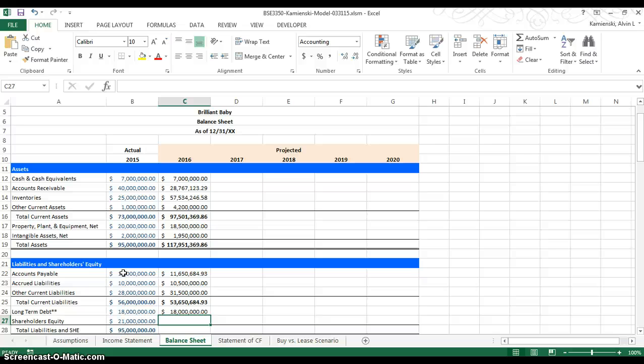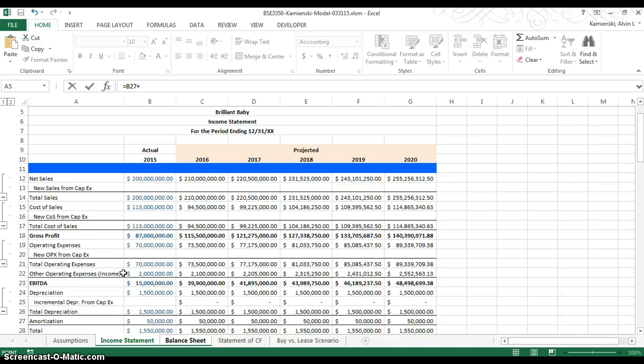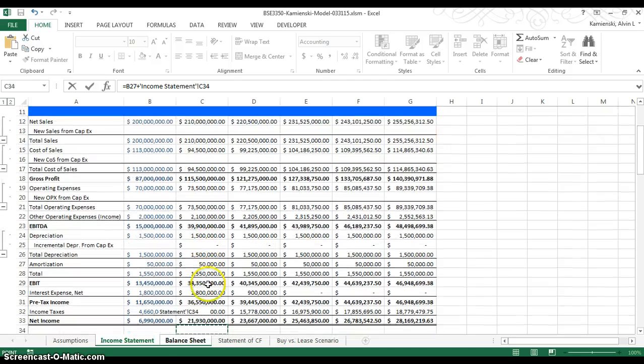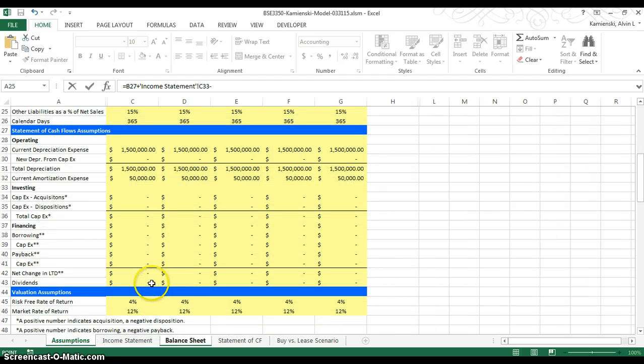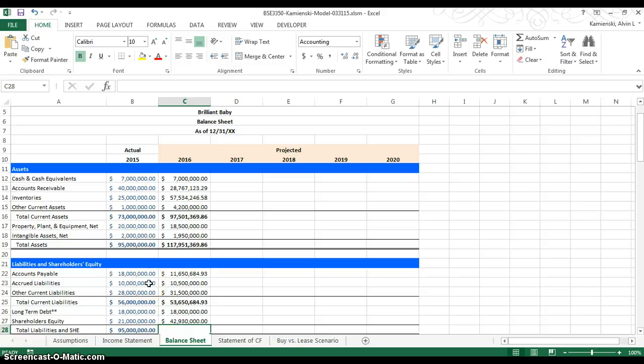Shareholders' equity. Now for shareholders' equity, we're going to take advantage of the basic accounting flow, and we're going to say that shareholders' equity is equal to the previous year, add in any net income, and then subtract off any amounts of dividends. So equals previous year plus off of our income statement the amount of projected net income minus off of our assumptions the amount of total dividends that we would pay. So total liabilities and shareholders' equity will be the sum of these three figures.